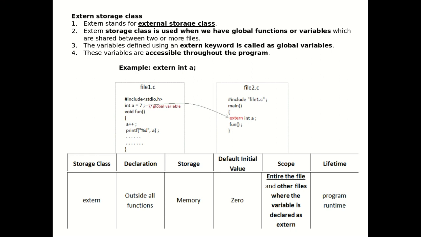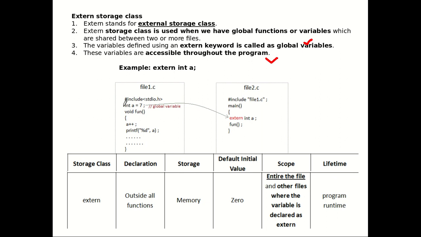Next type of storage class we shall discuss here is extern. The extern stands for external storage class. This storage class is used to access the variables or the functions which are declared in some other file. The variables defined using the extern keyword are called global variables. These variables are accessible throughout the program. So let us consider an example here.